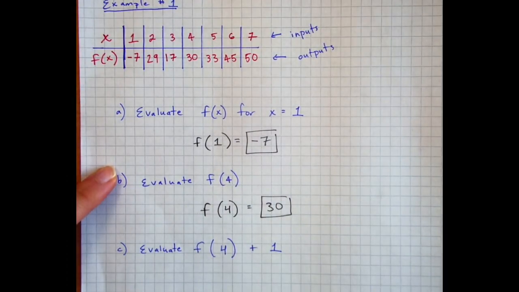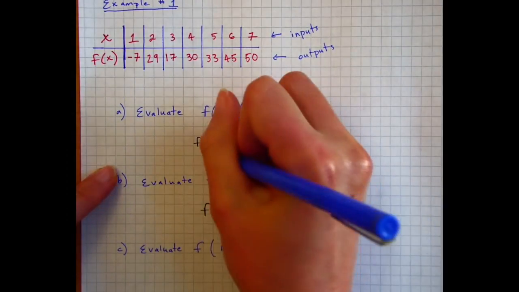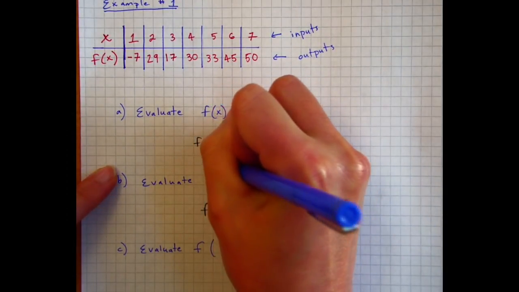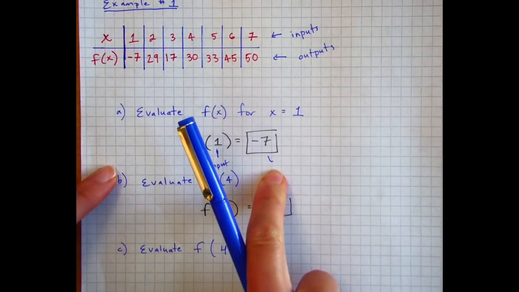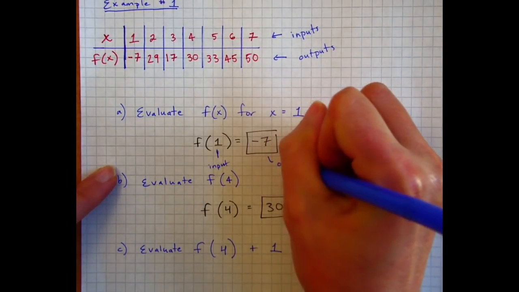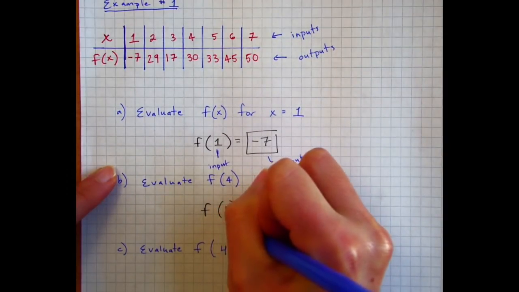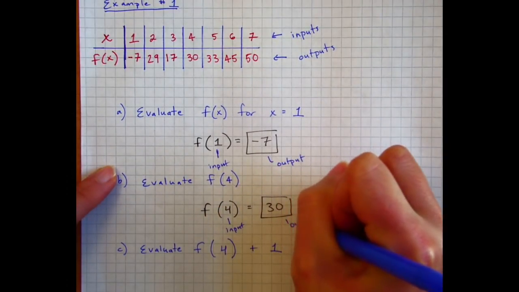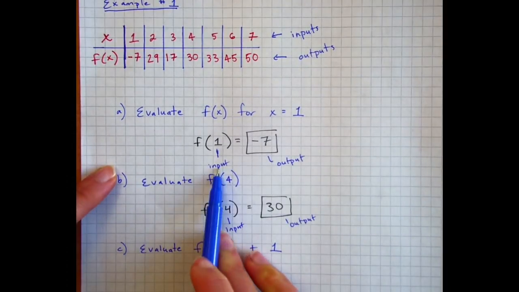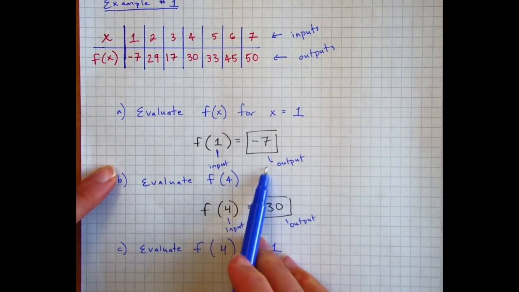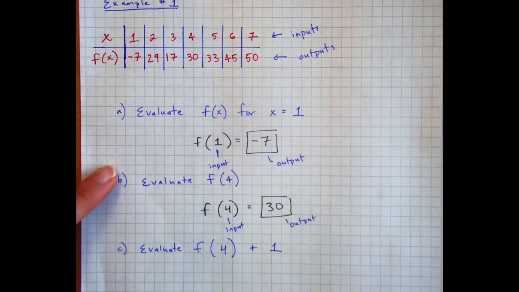So the basic pattern we followed so far, whatever's in the parentheses we say is our input, and then the resulting solution is the output. So the input of 4 corresponds to the output of 30, just like the input of 1 corresponds to the output of -7. And we found all that information in the table.